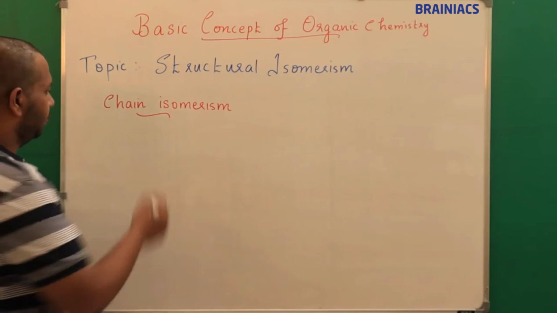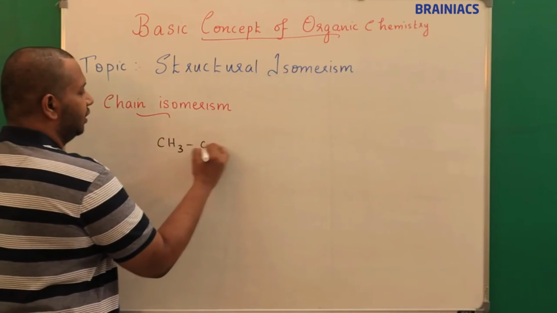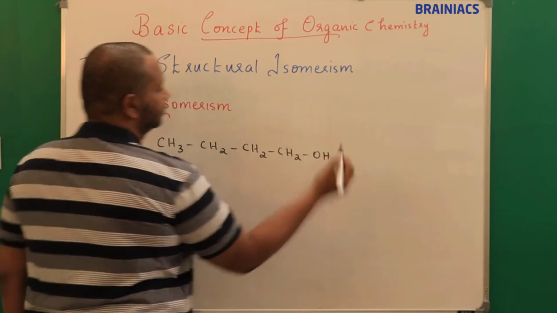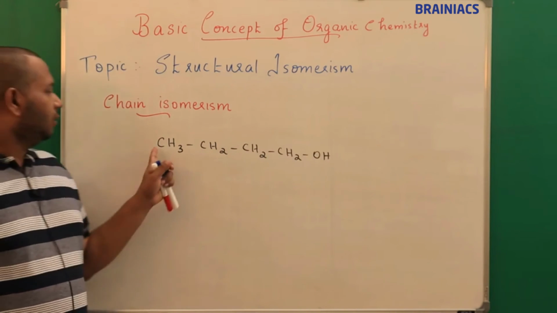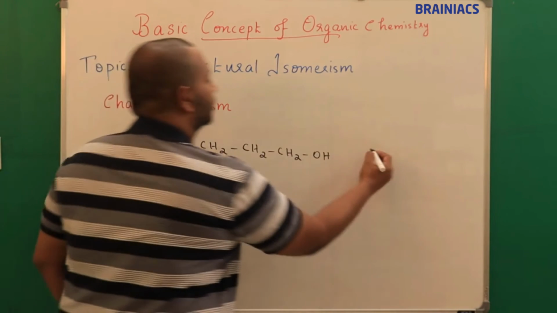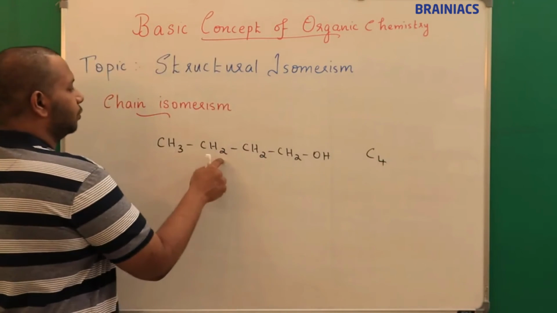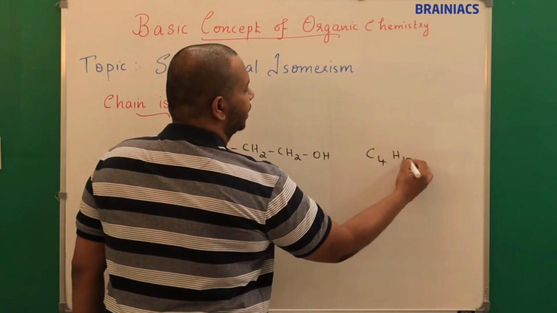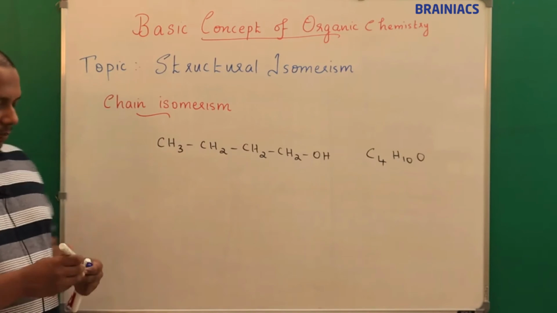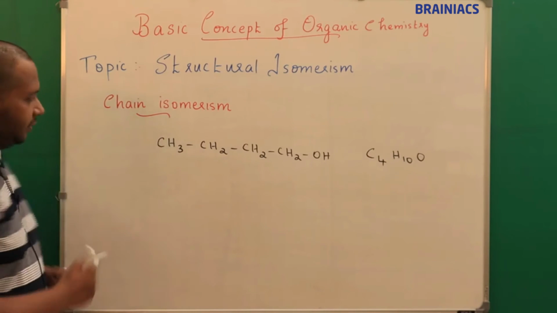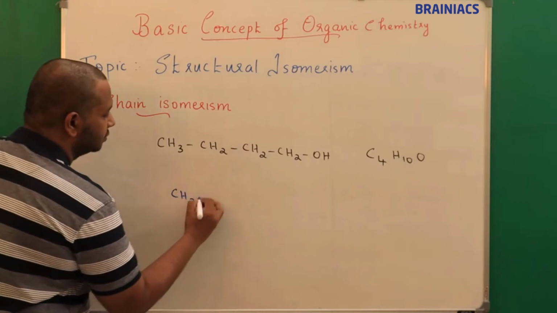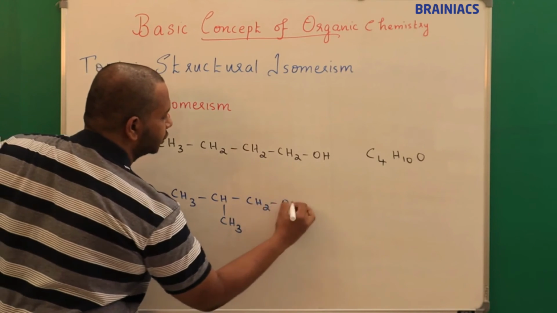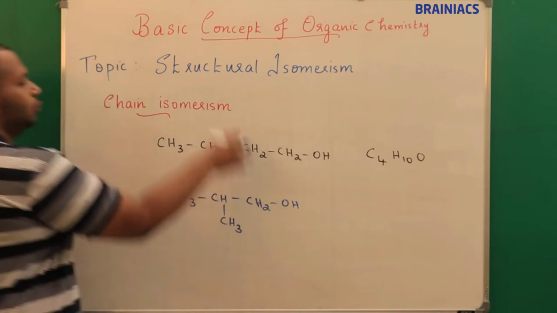The next example I am taking is butan-1-ol, CH3, CH2, CH2, CH2OH. Okay. So what is the formula? 1, 2, 3, 4. 4 carbon atoms are there. C4. Hydrogen 3 plus 2 is 5, 5 plus 2 is 7, 7 plus 2 is 9, plus 1 is 10. So C4H10O. Now let me draw another compound. Let's see. CH3, CH, CH3, CH2OH. Now tell me how these two are related.